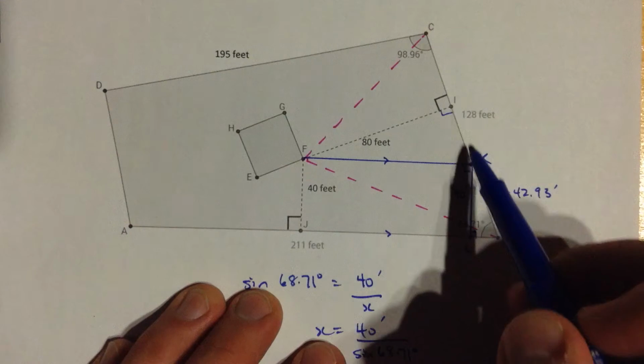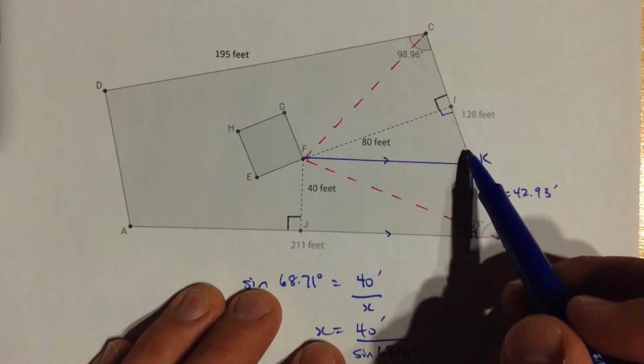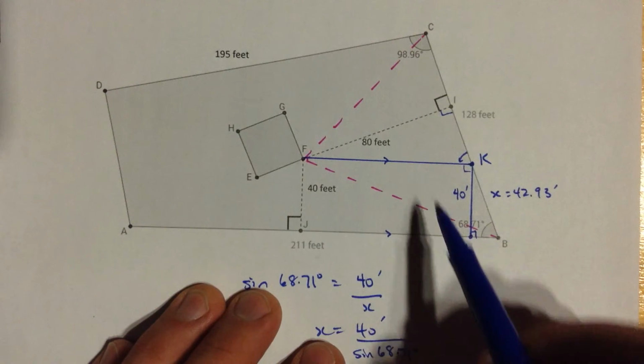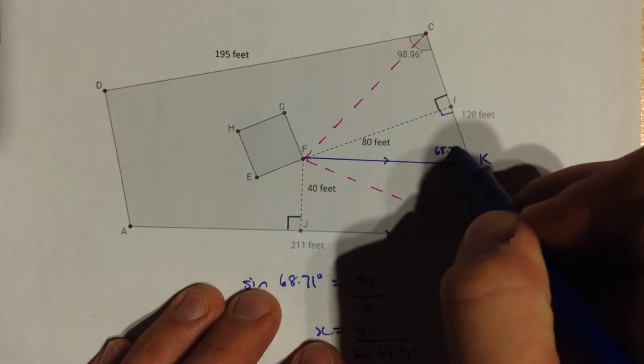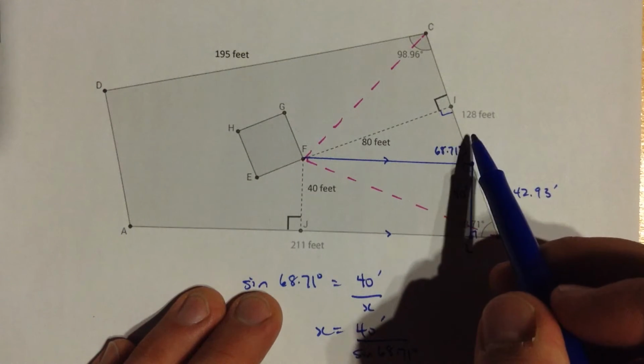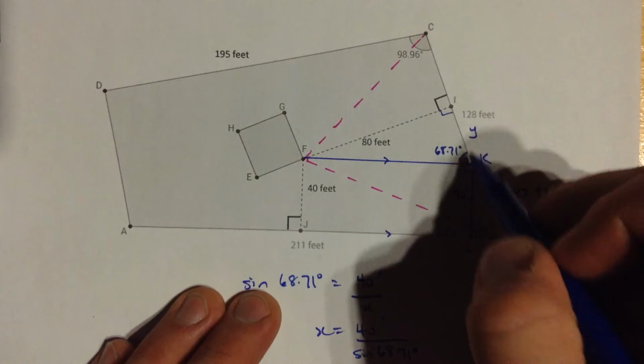But I do know one other thing. I don't know this side here, but I do know this angle. This angle is the same as this angle because these two lines are parallel. So this angle here is, again, 68.71 degrees. I can use that to solve for this side. Let's call this side y. That's the length from I to k.